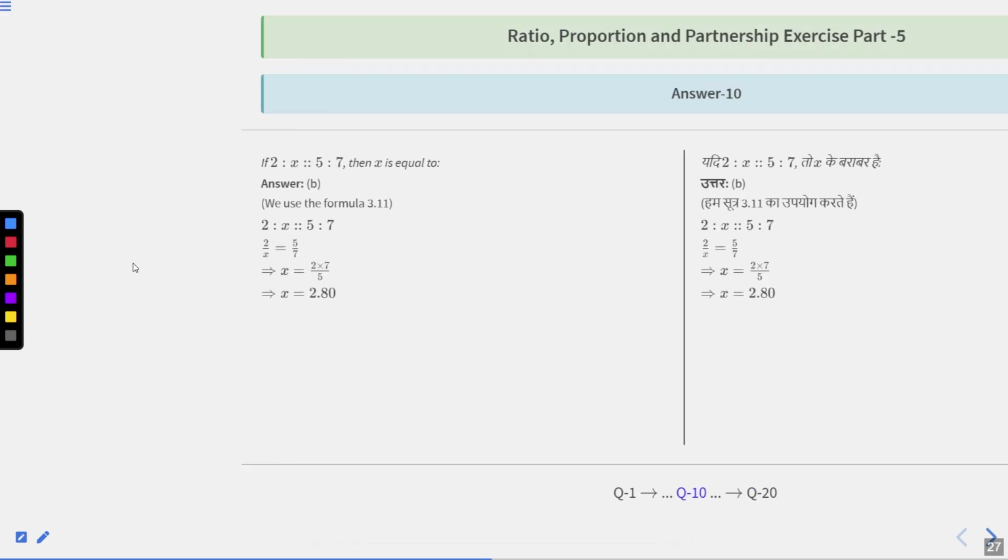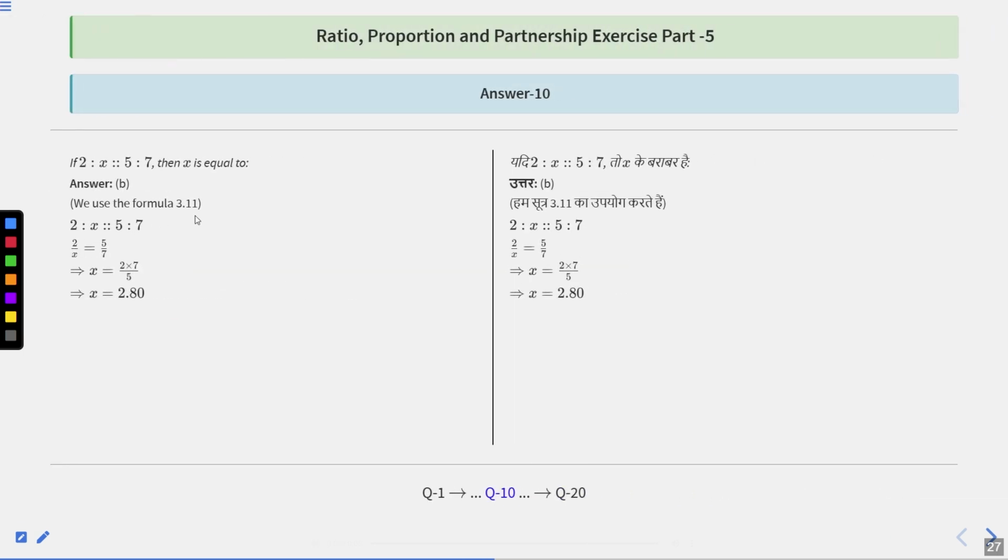Time's up. Let's see the solution. We use formula 3.11, by which 2 upon x equals 5/7. We can easily find x. x equals 2 multiplied by 7, using cross multiplication, upon 5. We get x equals 2.80. So B is the correct answer. Next one.